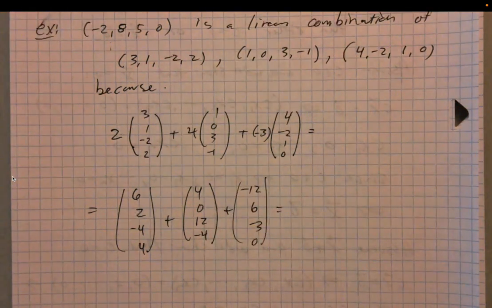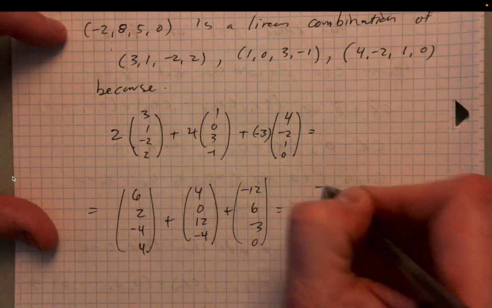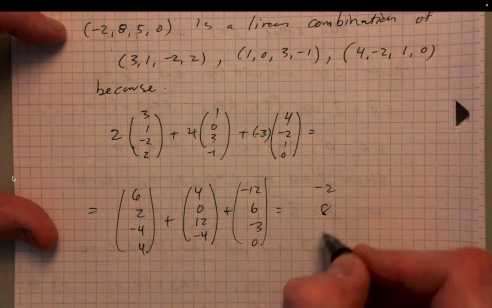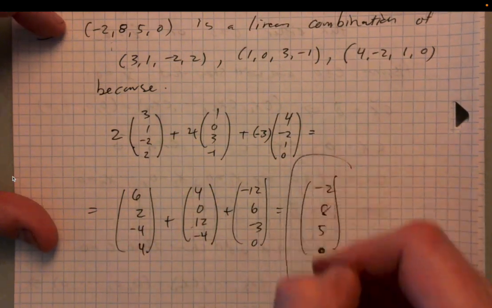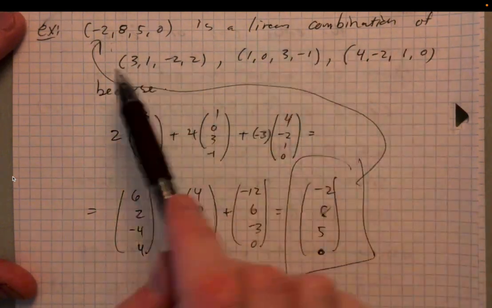If I add these three vectors together, what do I get? Well, 6 plus 4 is 10, plus -12 is -2. 2 plus 0 is 2, plus 6 is 8, and so on. So if I add these together, I get this vector here, which is that vector there. So there exist scalars such that I can create a sum product with three scalars and these three vectors to create the original vector. That means this vector is a linear combination of these three.